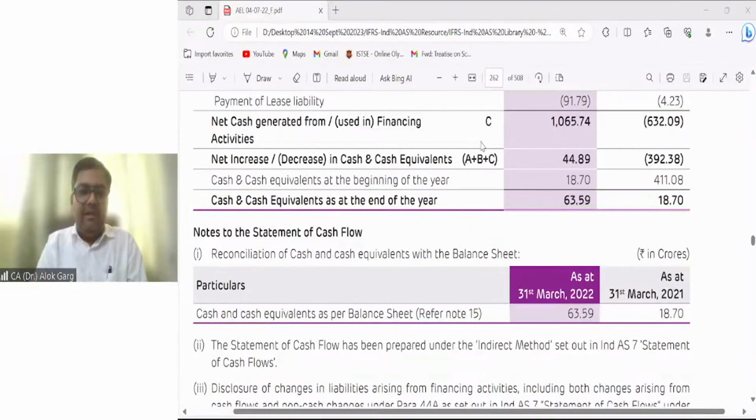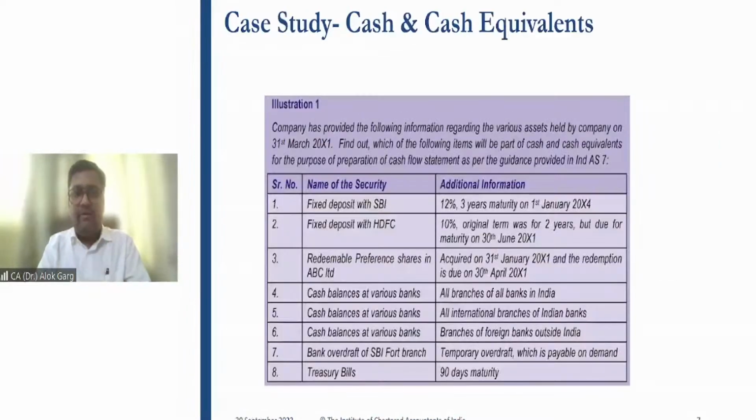Yes, so quickly we'll again move to my PowerPoint presentation. We discussed cash and cash equivalent, we discussed the bank OD concept, and quickly from the institute study material, let's discuss this illustration number one, and then we will have a break. The company has provided the following information regarding the various assets held by the company on 31st March 2001. Find out which of the following items will be part of cash and cash equivalent for the purpose of presentation of cash flow statement as per guidance provided in Ind AS 7.